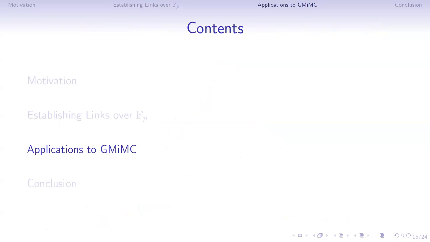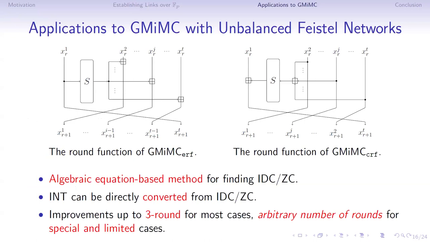Okay, now we talk about some applications to GMMC. Here we only show the results on two versions given by the GMMC designer. They actually proposed four constructions, and we only show the results on GMMC with the expanding round function and the compressing round function, which are dual to each other.